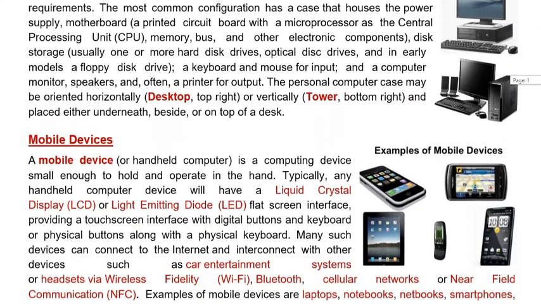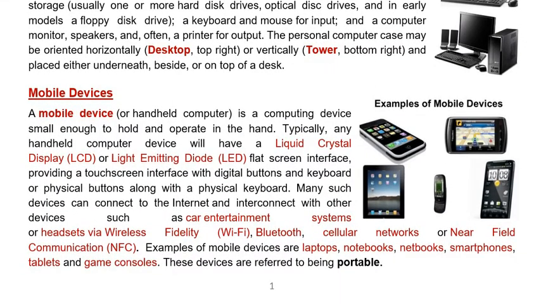All right. So the next one we're going to look at is mobile devices. A mobile device or handheld computer is a computing device small enough to hold and operate in the hand. Typically, any handheld computer device will have a liquid crystal display, which is called LCD, or a light emitting diode, LED, flat screen interface, providing a touchscreen interface with digital buttons and keyboard, or physical buttons along with a physical keyboard.